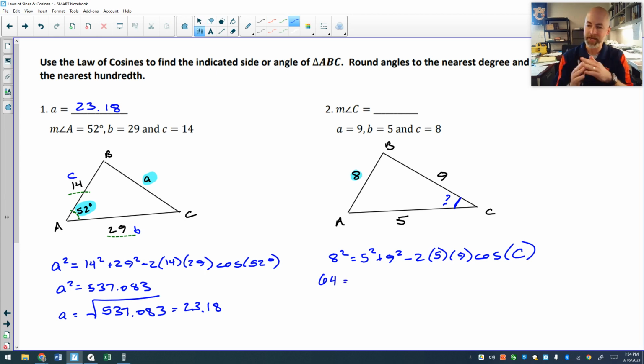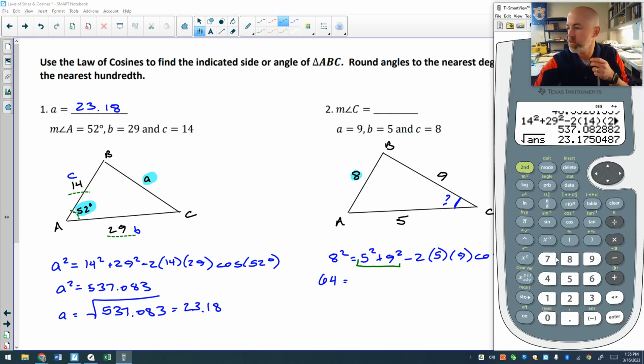Now, on the right side, you have to be very careful with your order of operations because it's very easy to mess this up. I'm going to go ahead and I can do 5 squared plus 9 squared because those are kind of isolated and separated from the 2ab cosine C stuff. So I'm going to punch 5 squared plus 9 squared in. Let me clear all this stuff out. 5 squared plus 9 squared. So 25 plus 81 is 106. I guess I didn't have to punch that in a calculator.